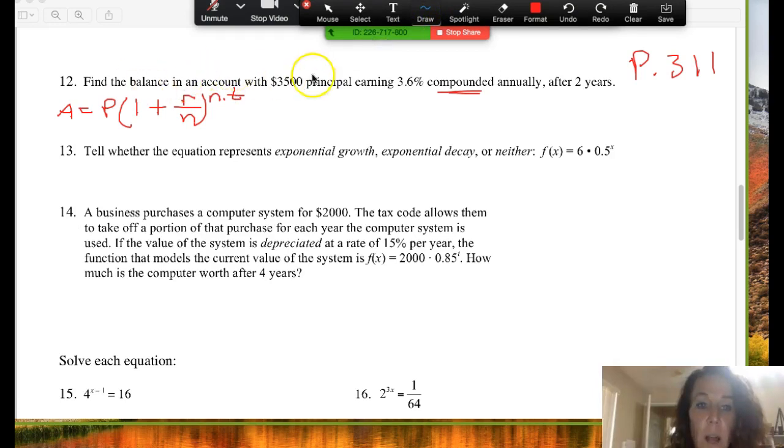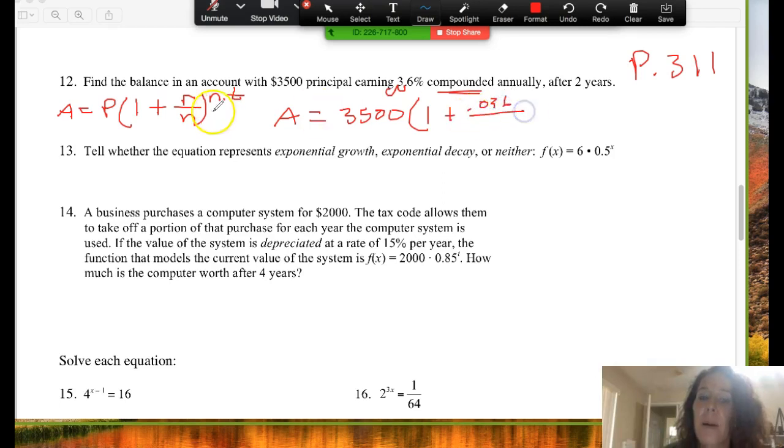So let's go ahead and plug in our amount. Our amount is going to equal our principal, which is $3,500, multiplied by 1 plus our rate as a decimal. So 3.6%, we need to change that to a decimal, move it over 2 places, will be 0.036. Divided by the number of times we're going to compound it per year, annually, so only 1 time per year. And then we take that to the number of times we compound it per year, once, times the number of years, time, which is 2 years.